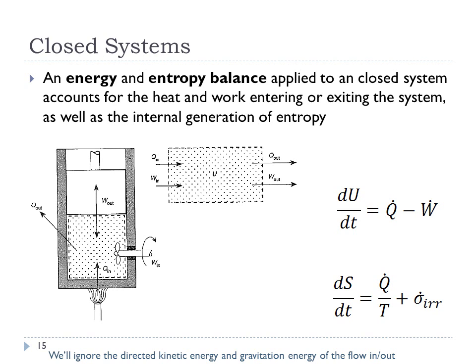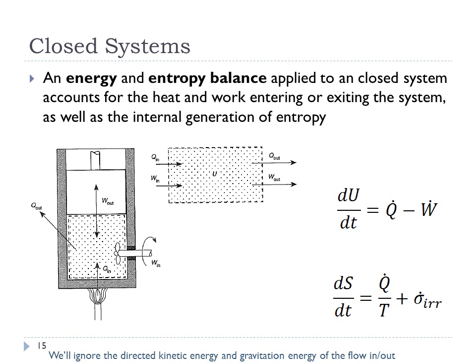So here what we'll see is that the equation for the first law of thermodynamics is that the change in internal energy within a control volume is equal to the heat entering the system minus the work leaving the system. It's pretty straightforward. And the change in the entropy within the control volume with respect to time is equal to the entropy associated with thermal energy plus the irreversible production of entropy within the control volume.